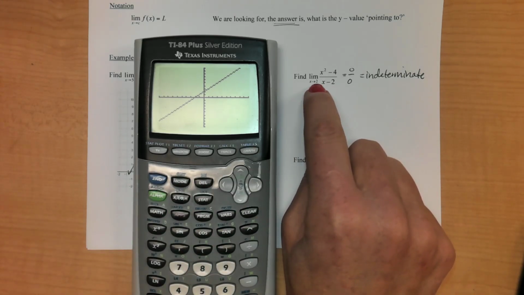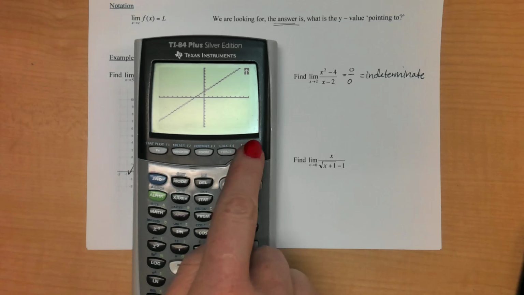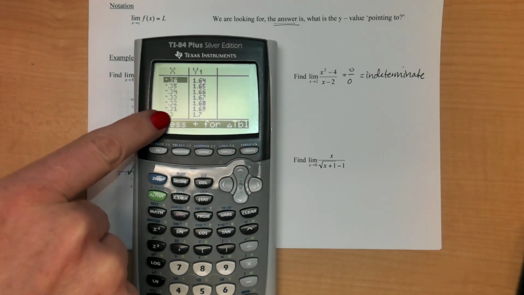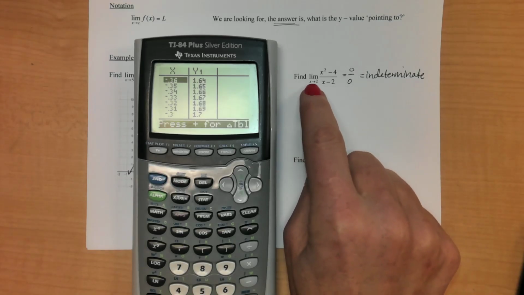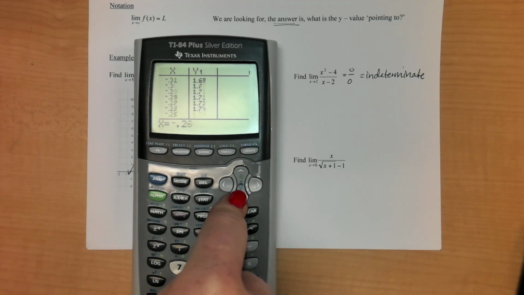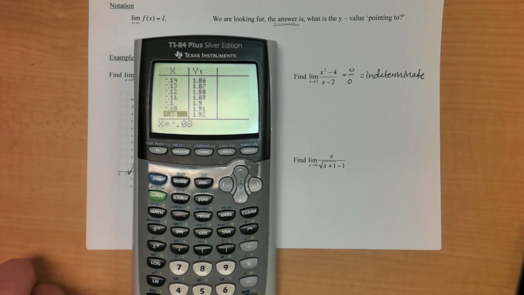But we only really care about one place on this graph. We only care about when x approaches 2. So I'm hitting second table again. I don't really care about negative 0.36 or negative 0.3. I really only care about approaching 2. So I want to control my table. I also do not want to sit here with my finger on this up-down arrow and hope that I eventually get to 2. This will take all day.